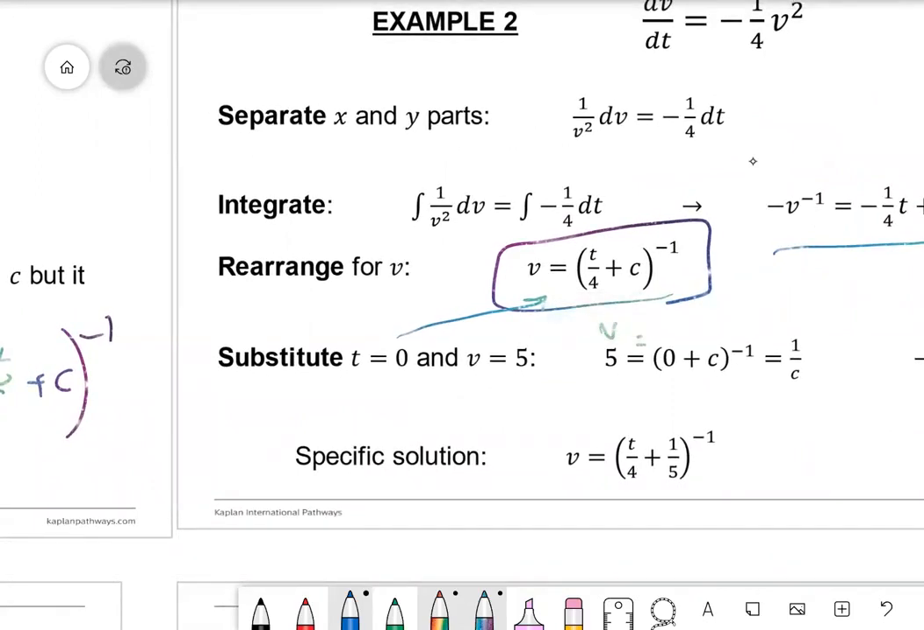So this is the value of c, and then we substitute it in the general form, and therefore the specific solution here is going to be v equals t over 4 plus 1 over 5, that's instead of the c, all to the power minus 1. And that's it. So this is the specific solution, and this one here is the general.